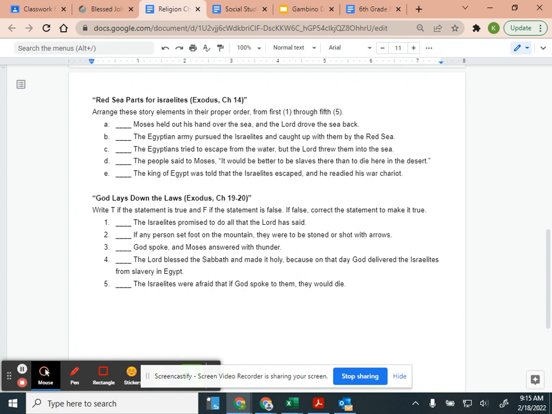Today we are reading Exodus chapter 14, the Red Sea part. So yes, we're doing the Red Sea today. So let's open up Exodus to chapter 14.